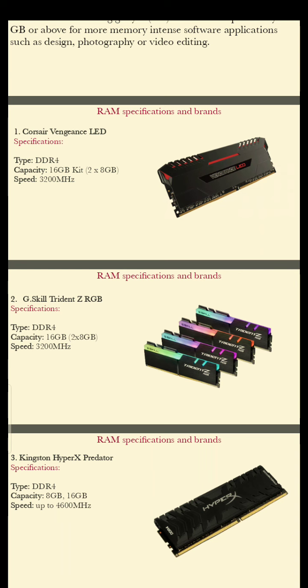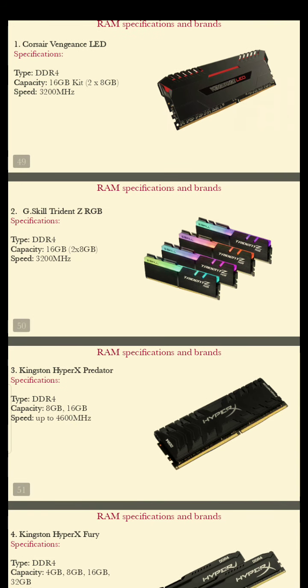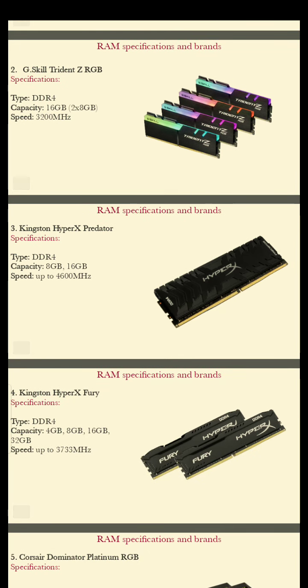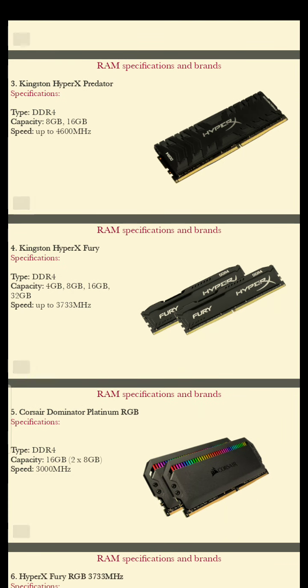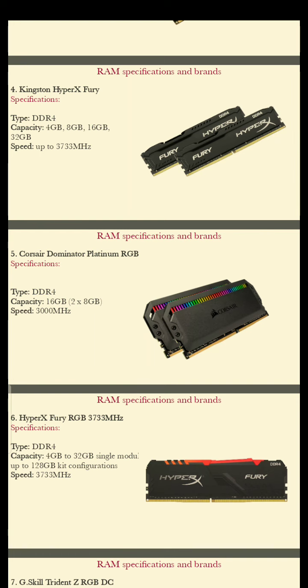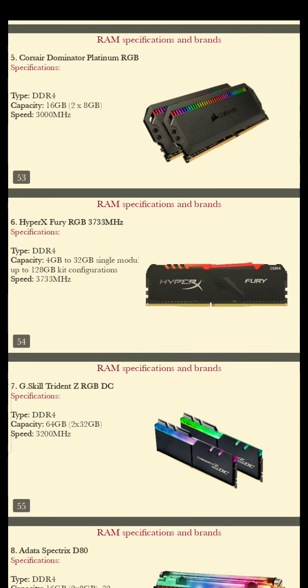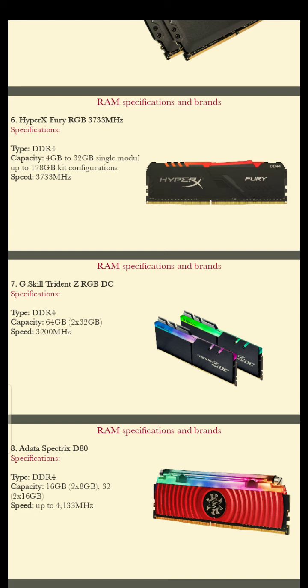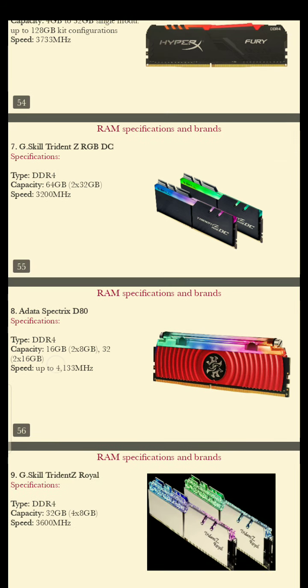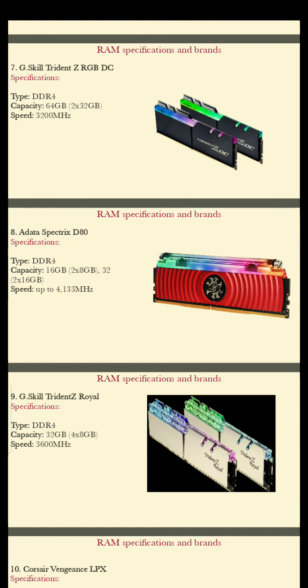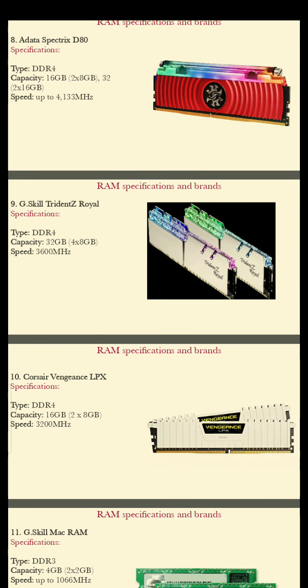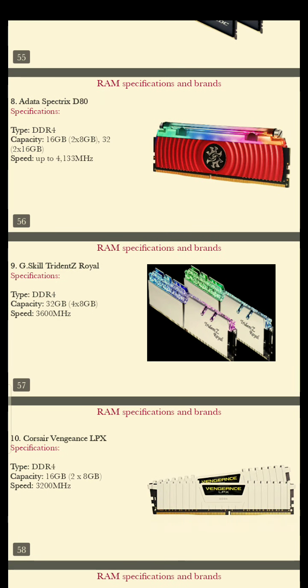Number 1 is Corsair Vengeance LED. 2, G.Skill Trident Z RGB. 3, Kingston HyperX Predator. 4, Kingston HyperX Fury. 5, Corsair Dominator Platinum RGB. 6, HyperX Fury RGB 3733 MHz. 7, G.Skill Trident Z RGB DC. 8, Adata Spectrix D80. 9, G.Skill Trident Z Royal. It looks really royal, as you can see in the picture, like a diamond.